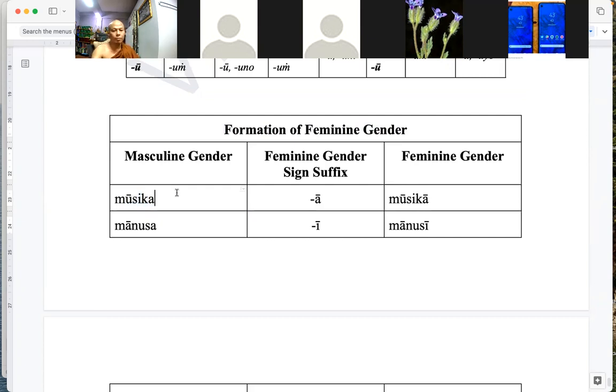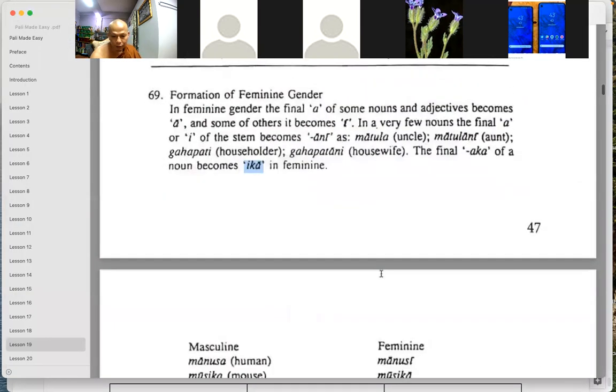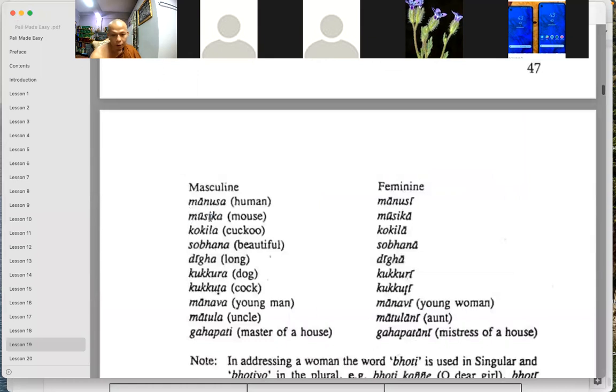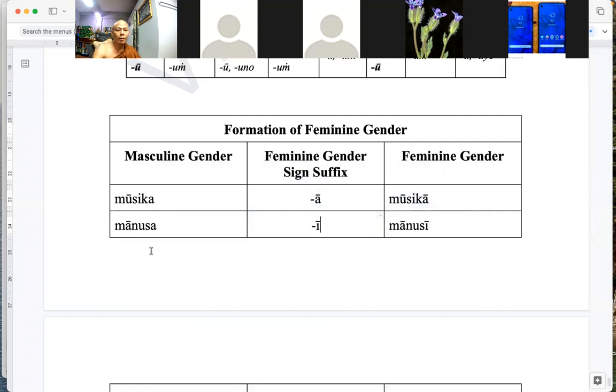But for feminine gender, to the musika, this R is added, and the feminine gender form is musika. So female mouse. Here you see, musika, and then musika in this way by adding the R. And then manusa means human. Manusa is a male human. But for the human female, by adding the E, manusi in this way.